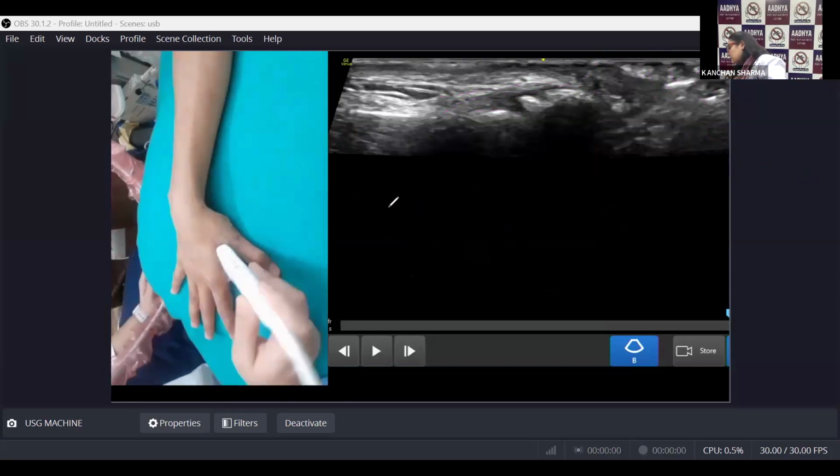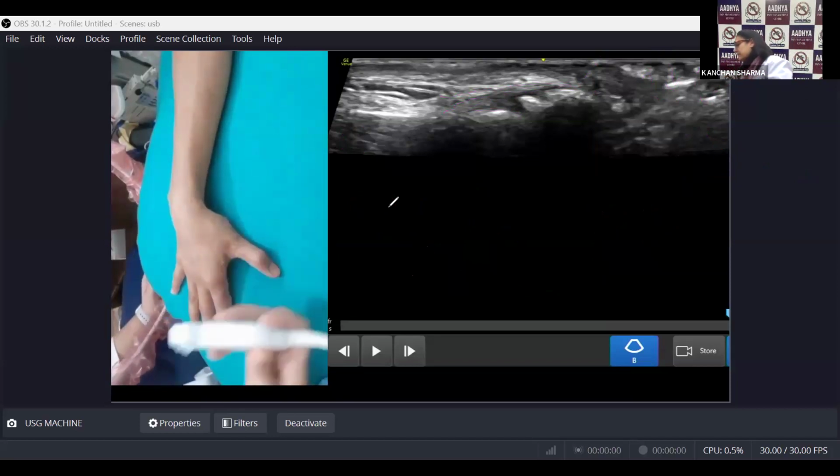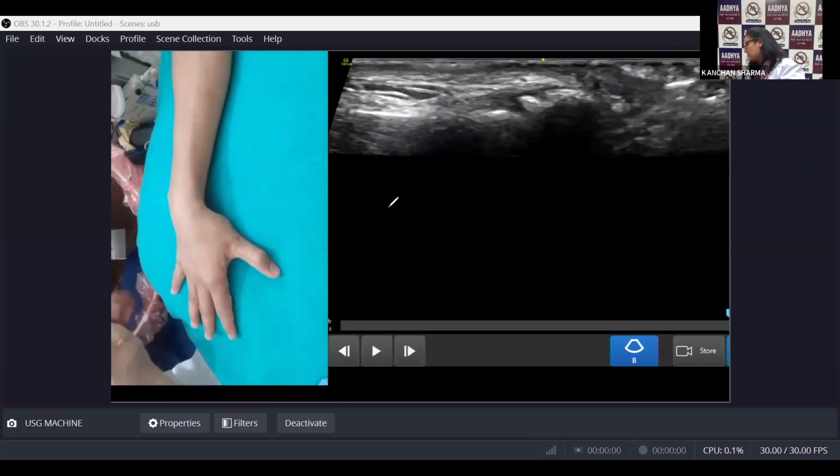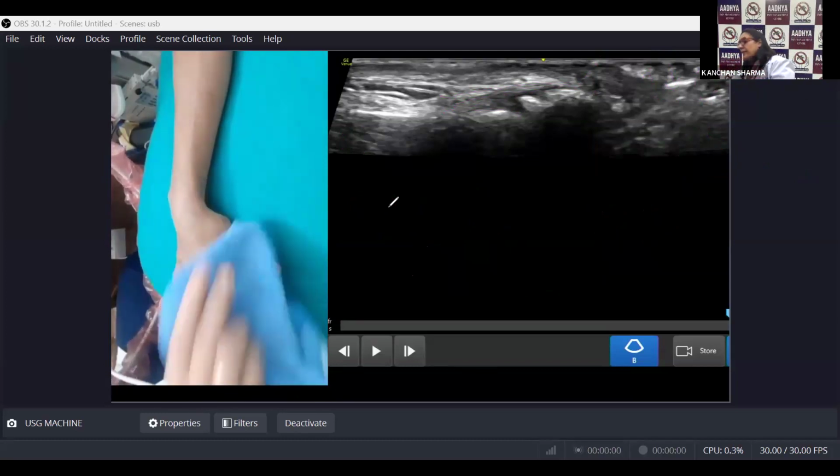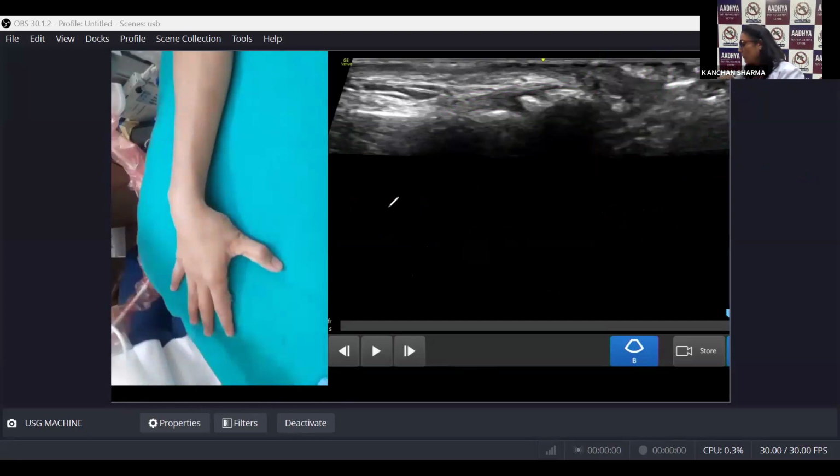Now we'll quickly see the sagittal bands. So for that, now we will be changing the position. I will be asking him to hold this bottle.